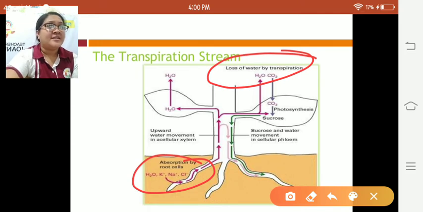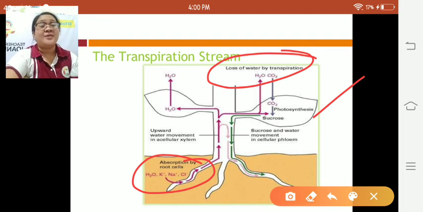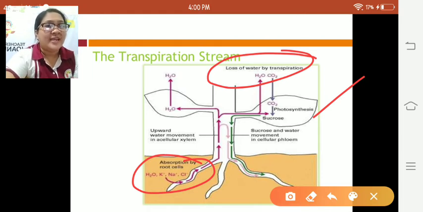Photosynthesis is ongoing there, and we all know that photosynthesis is a process by which plants make their own food. Upon making their own food, there are elements needed. So we have the carbon dioxide, of course, and water. And the end product, of course, is sucrose and water.